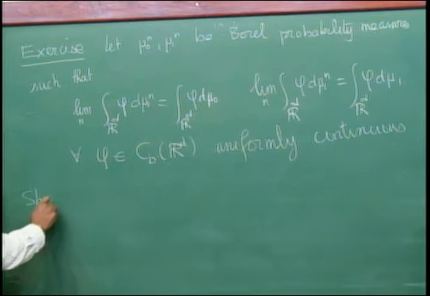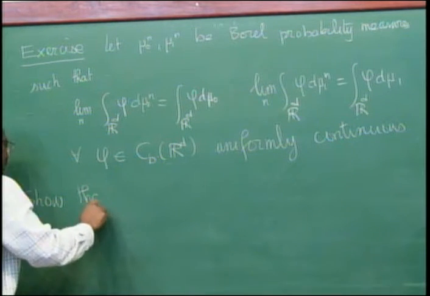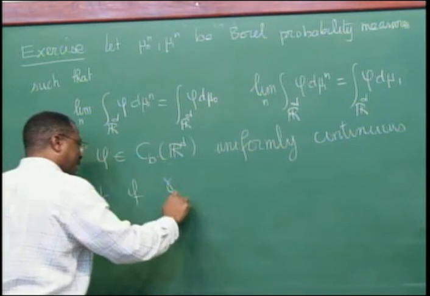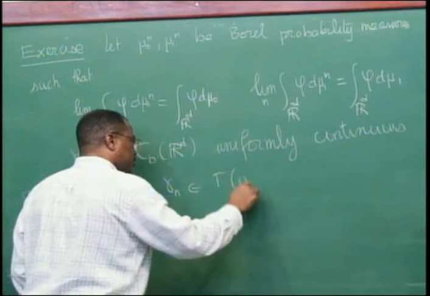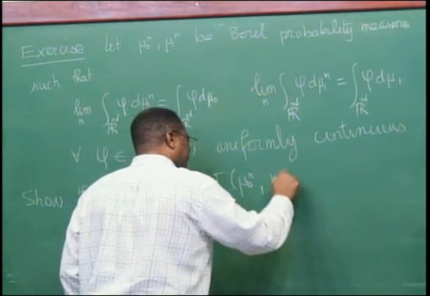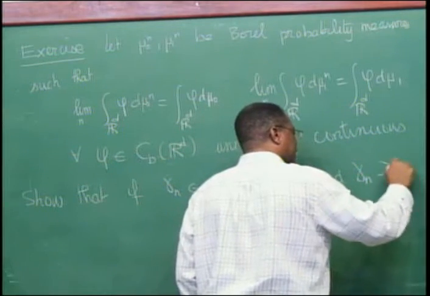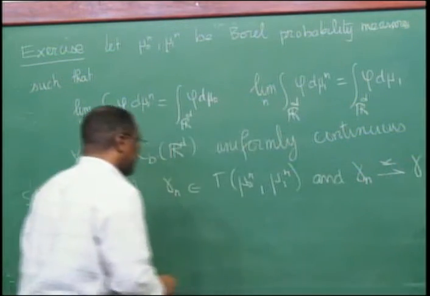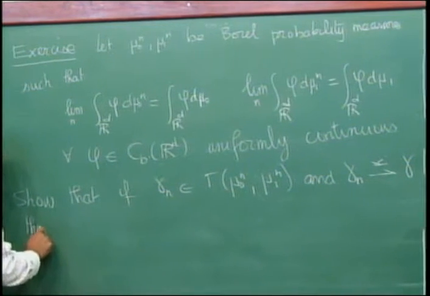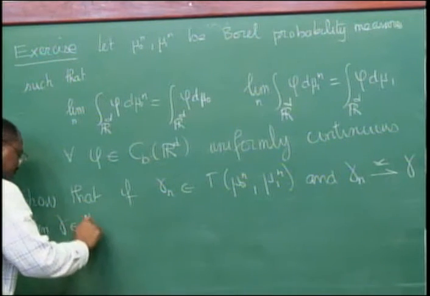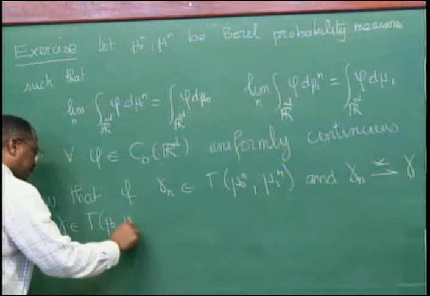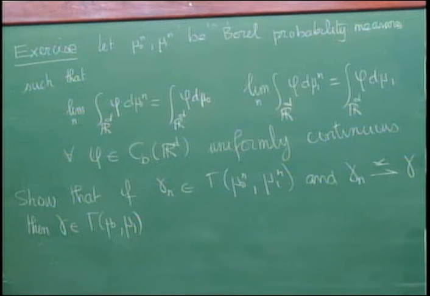Show that if gamma_n has mu_0n, mu_1n as marginals, and gamma_n converges weak star to gamma, then gamma has mu_0 and mu_1 as marginals.